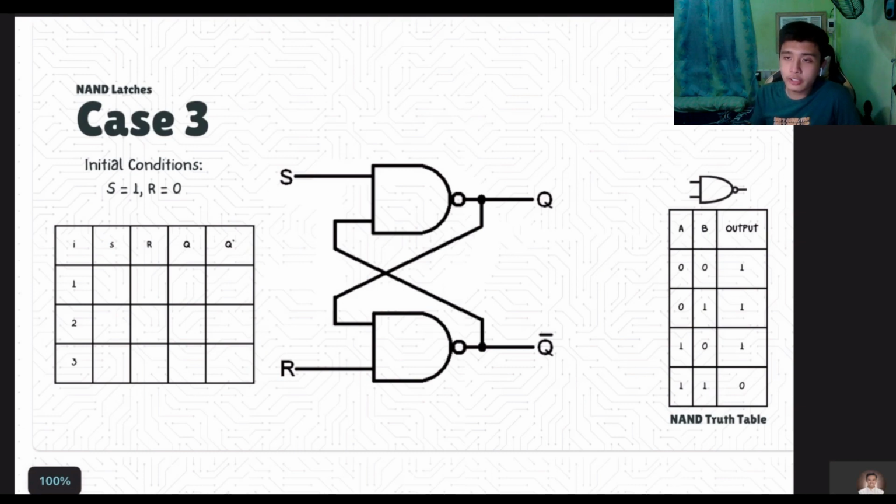Now for the third case, this is almost similar to the second, so let's go through it quickly. When S equals 1 and R equals 0, based on the truth table, when one input is 0, the output will be 1, as shown in the Q not.